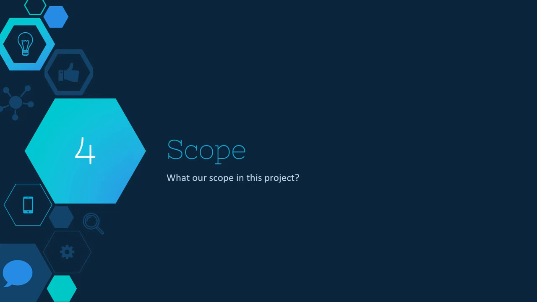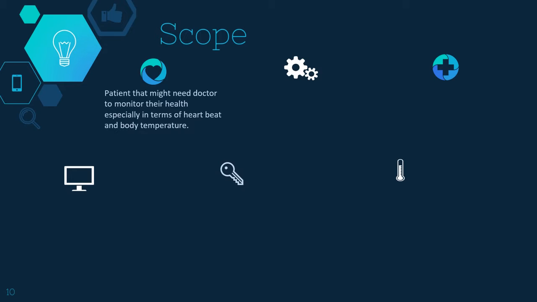All right, now we talk about the scope of this project. For the first scope, we want to have a patient who might need a doctor to monitor their health, especially in terms of heartbeat and body temperature. So we are giving them a system to collect all their records, and this will help a medical assistant to assist them regarding their health, based on the sensor and also on the health survey that we provide.